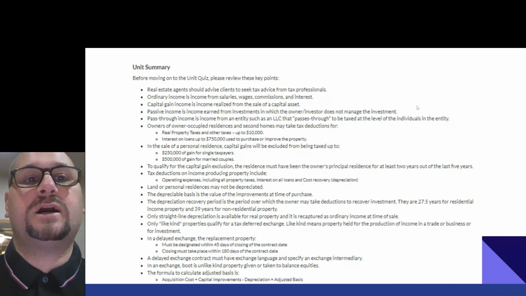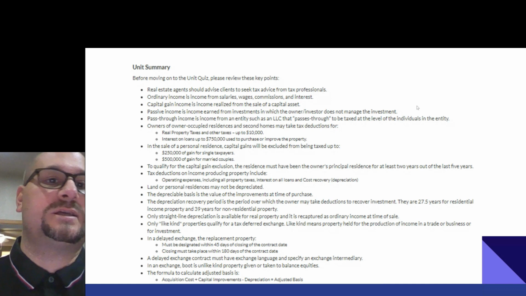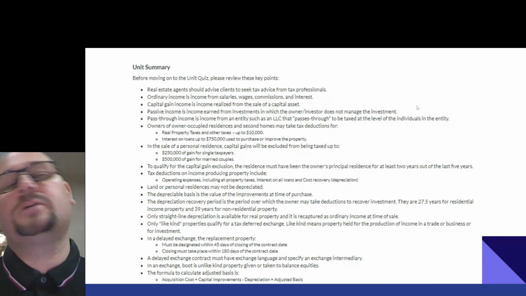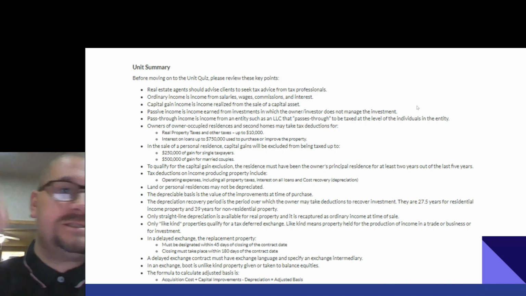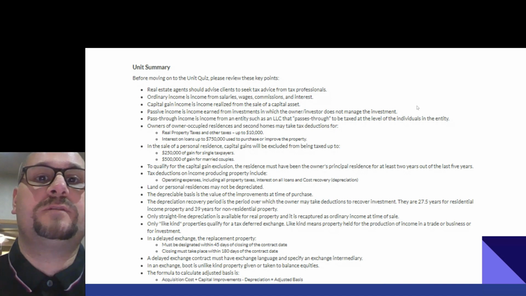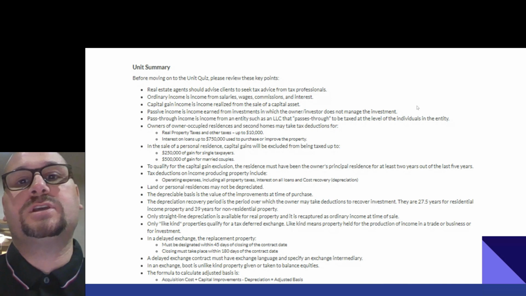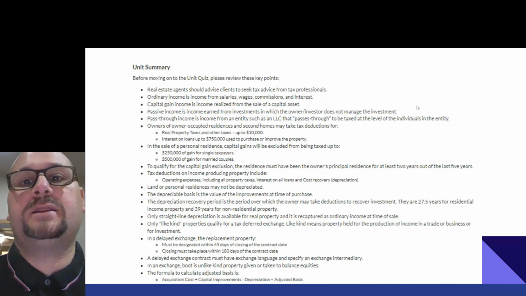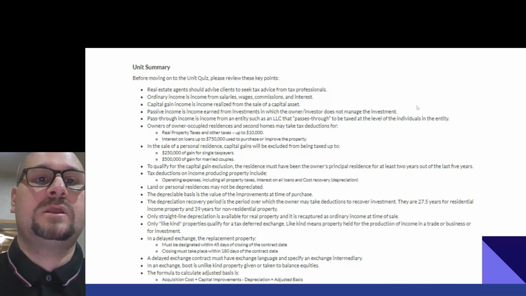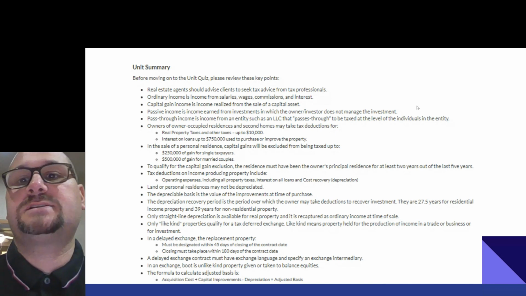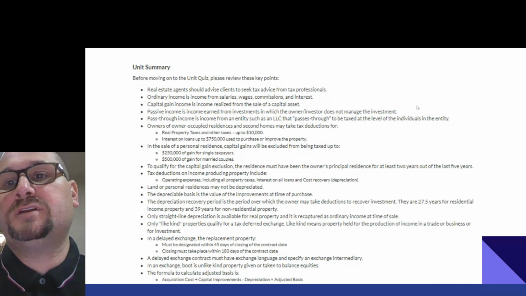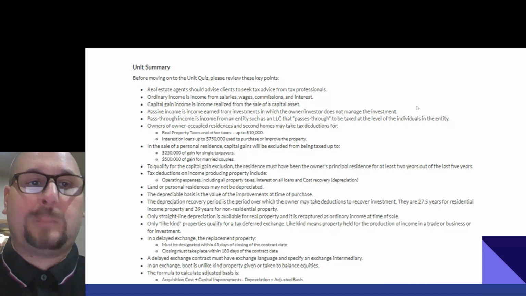So if you sell your house, is that income? No, it's a capital gain, right? A capital gain, actually. Passive income is income earned from investments in which the owner, the investor, does not manage the investment. Pass-through income is income from an entity, such as an LLC, that passes through to be taxed at the level of the individuals in the entity.